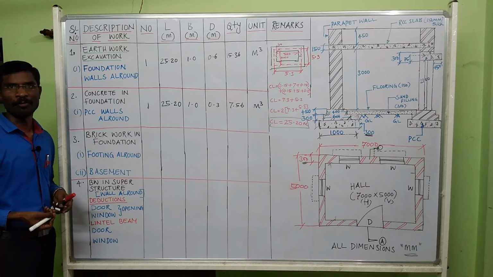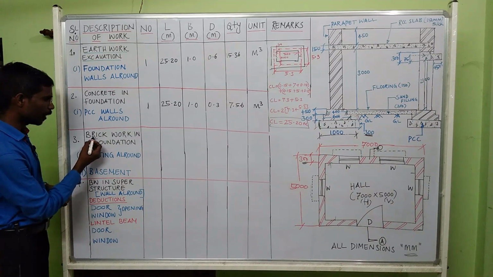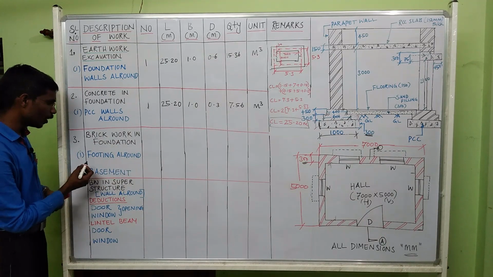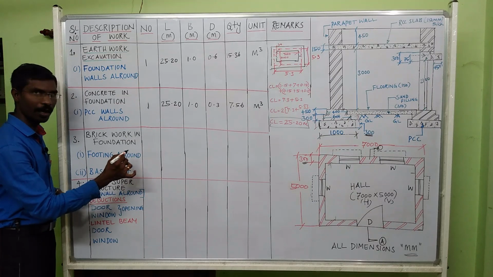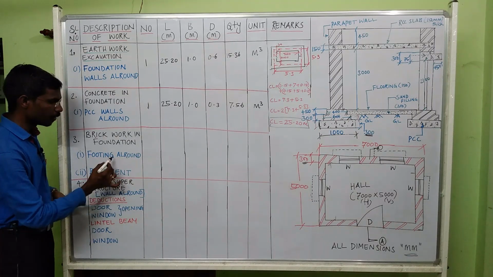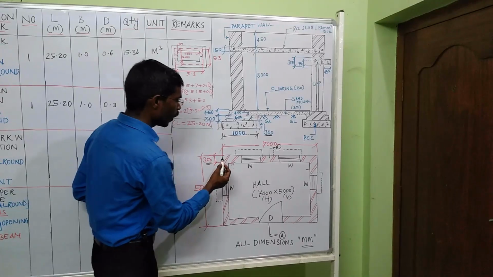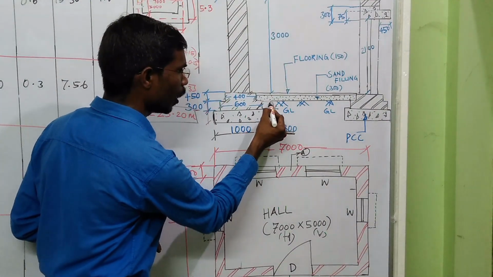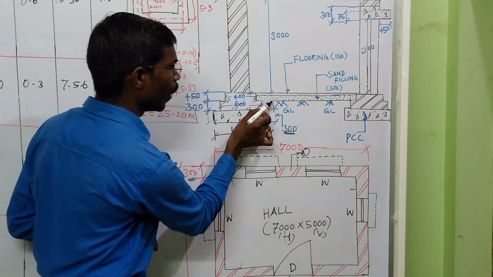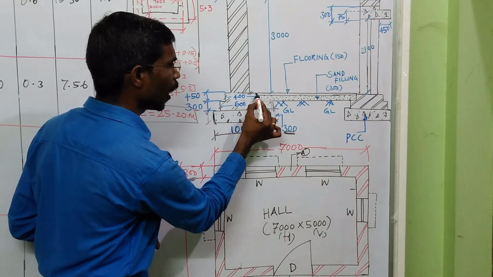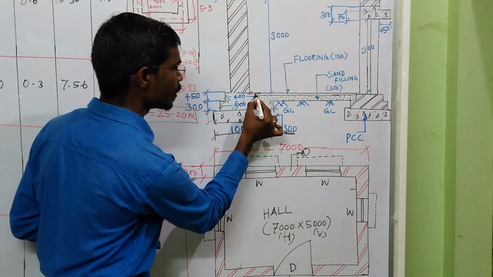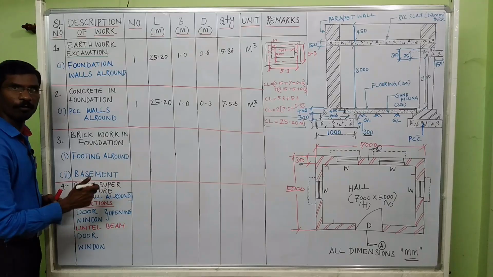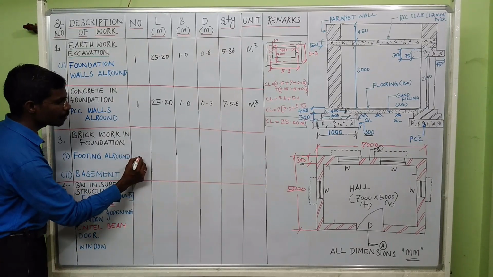So the next item of work we are going to calculate is brickwork in foundation. For the brickwork in foundation, you need to calculate footing all round, then basement. There are two foundation brickworks. We are going to construct the footing, meaning the brickwork below the ground level. Basement means above the ground level but up to your floor level, it is called a basement. So we are going to construct the footing all round. The number is only 1.